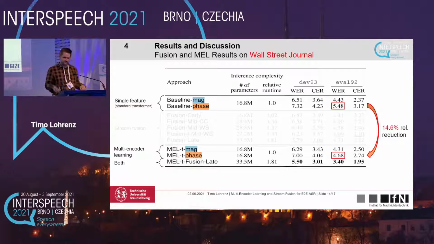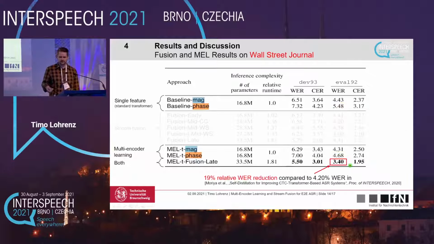Then we thought, okay, now we have two enhanced baseline models. Now we can also perform fusion based on these, and this is how we then achieved a good performance of 5.5% on the dev set and 3.4 on the test set, which is compared to other works that are based on transformers on Librispeech, on Wall Street Journal, a 90% relative improvement.